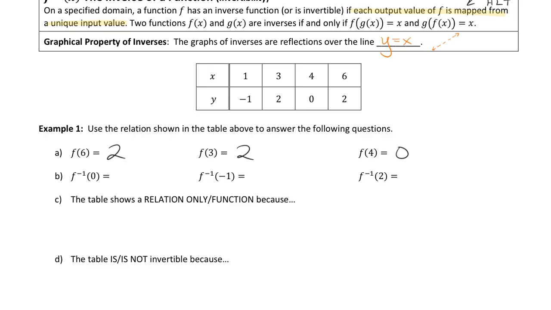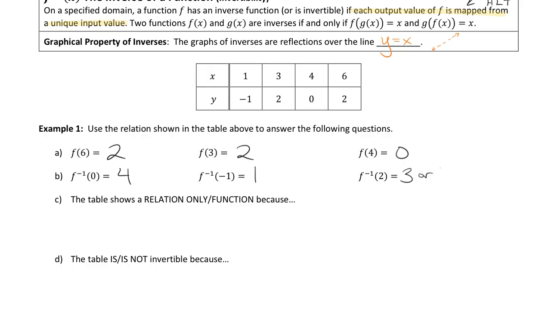But what if I ask you f inverse of 0? 4. Nice. How did you know that's what I was asking for? Yeah, everything's opposite. We're switching the x's and y's. So f inverse of 0 means look at the outputs for 0 and tell me the input. So my question for you guys is now, what is f inverse of negative 1? 1. And I want you to think about this one for a second. What is f inverse of 2? 3 or 6. Nice.